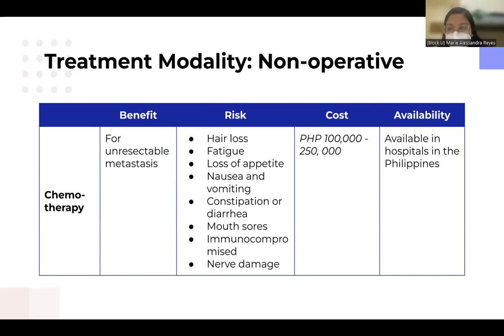The risks of this treatment include side effects that are common in systemic chemotherapy, such as hair loss, fatigue, loss of appetite, nausea and vomiting, constipation or diarrhea, mouth sores, immunocompromised state, and nerve damage. And depending on the chemotherapy regimen will be the cost of the medications, and again depending on the availability of the medications and the hospitals that are able to provide chemotherapy to patients.